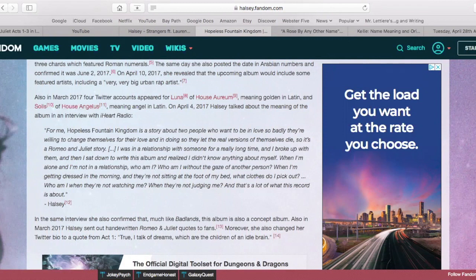So she makes a lot of references to Romeo and Juliet in the music itself of this album, and also the music videos, which we'll see in a second. So here is just an exact quote. She says, "For me, Hopeless Fountain Kingdom is a story about two people who want to be in love so badly that they're willing to change themselves for their love. And in doing so, they let the real versions of themselves die." So it's a Romeo and Juliet story.